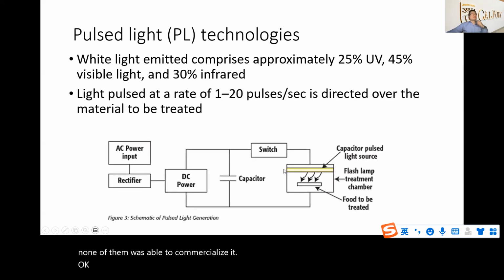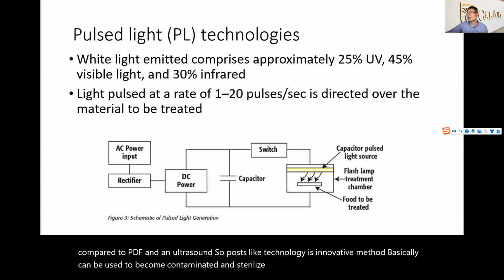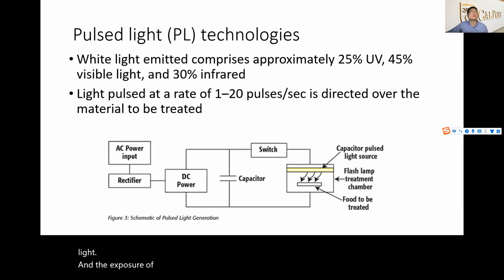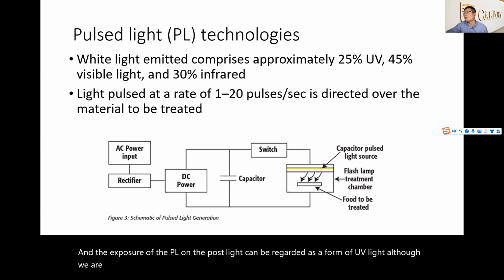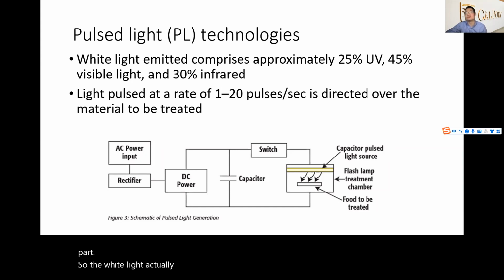Okay, so the last one is the pulsed light technology, and this one is much newer compared to PEF and ultrasound. So pulsed light technology is an innovative method. Basically, it can be used to decontaminate and sterilize foods by very high power and a very short duration of pulse light. So typically we use inert gas flash lamps to emit light, and the pulse light can be regarded as a form of UV light. Although we are emitting white light, the only efficient or useful part of the light is the UV part. The white light actually only contains 25% of UV.